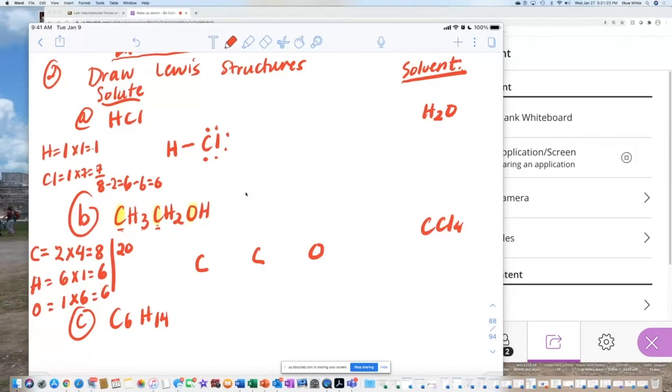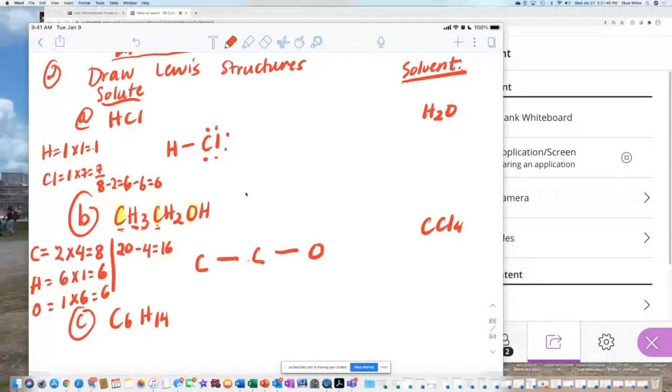So I have to connect the central atoms first. Connect, connect. That used up 2 bonds. Remember, each bond uses 2 electrons, right? So 2 bonds uses 4 electrons. Total 20 minus 4, I'm left with 16. Now I need to fill in the rest.